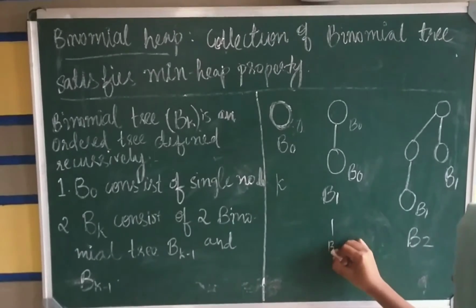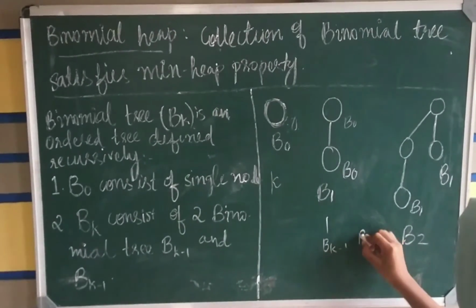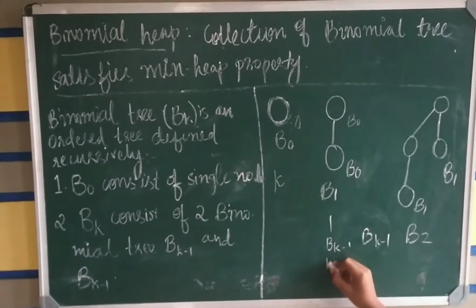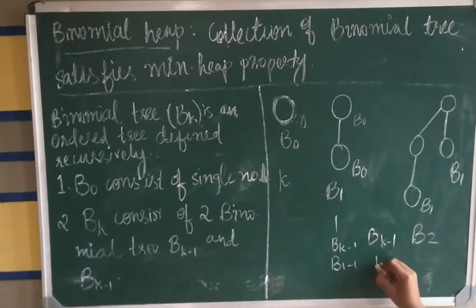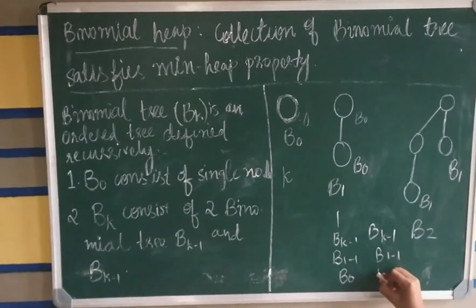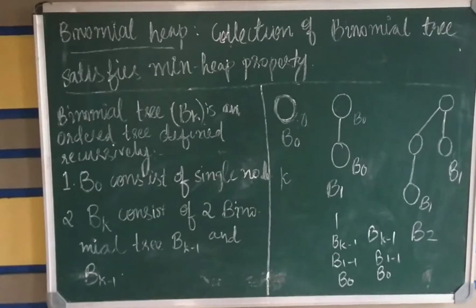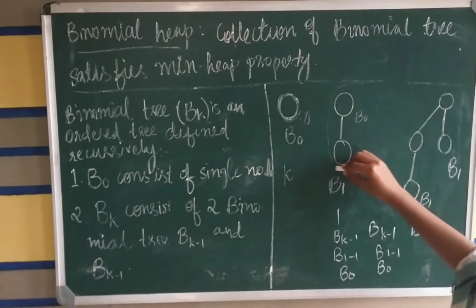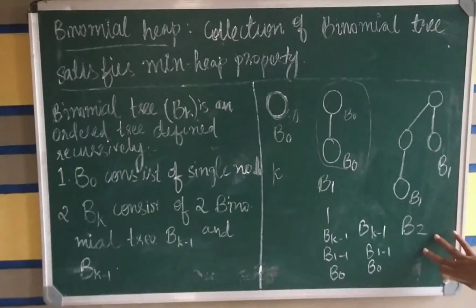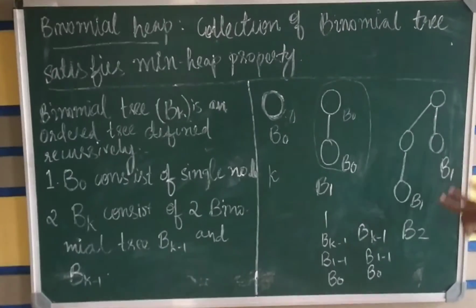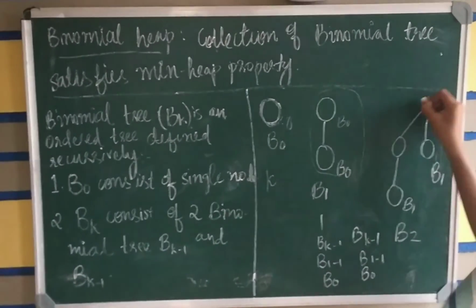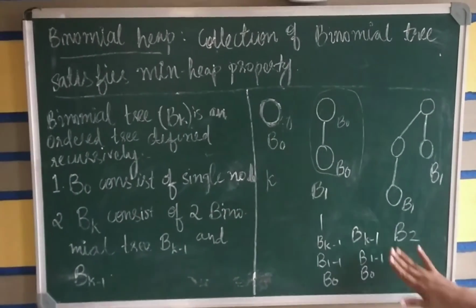So Bk minus 1 represents that there will be two binomial trees of B1 minus 1, B1 minus 1. That is, there will be two B0 binomial trees. That is the structure of a B1 binomial tree. In the same way, when it comes to B2, there will be two B1 binomial trees. When it comes to B3, there will be two B2 binomial trees.